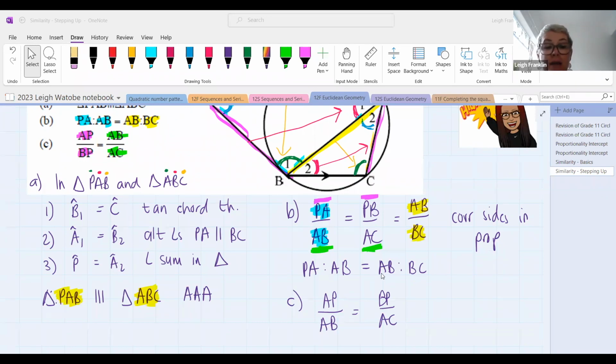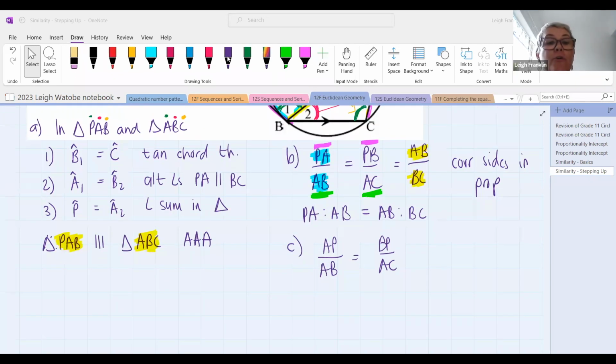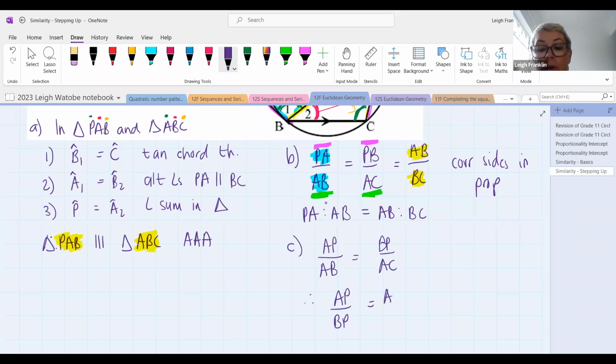So now we can conclude that it's okay to write AP over BP is equal to AB over AC. And again, if we use numbers, it helps us to understand what we're doing. So 1 over 2 is the same as 5 over 10. If I switch 2 and 5 around, I'm saying that 1 over 5 is the same as 2 over 10. So that's why it is okay for me to do that. All right, that's it. Well done.